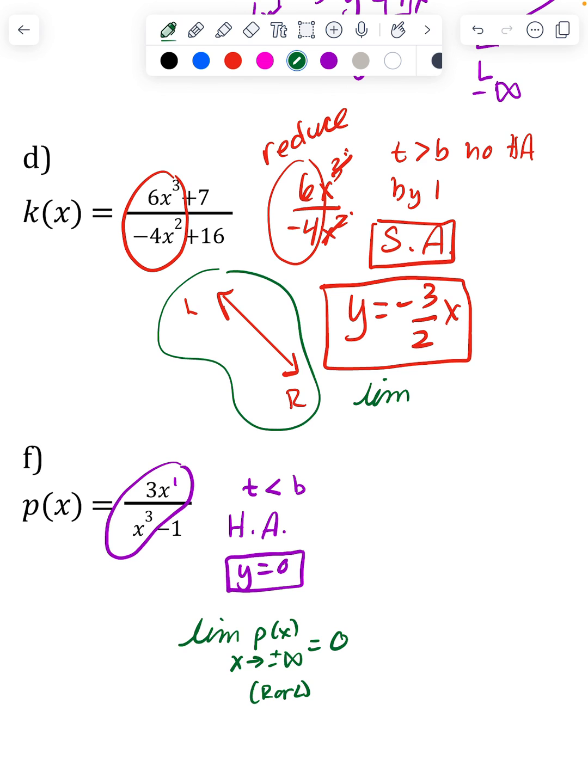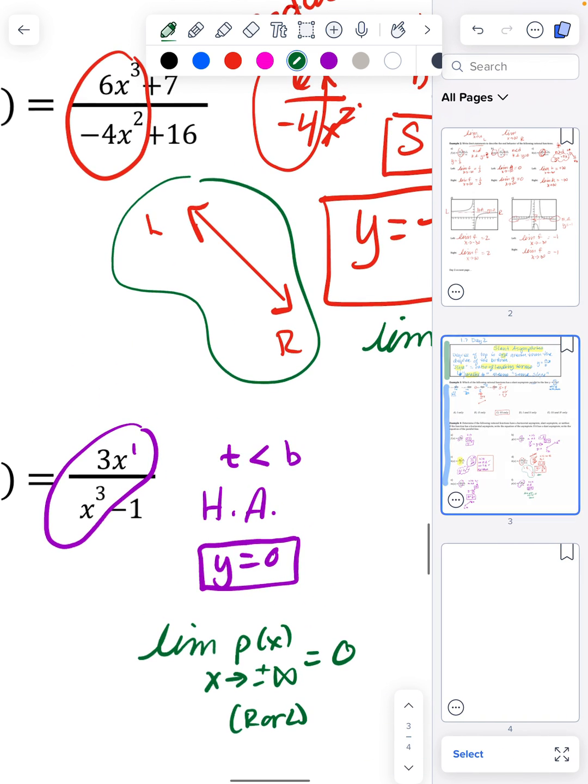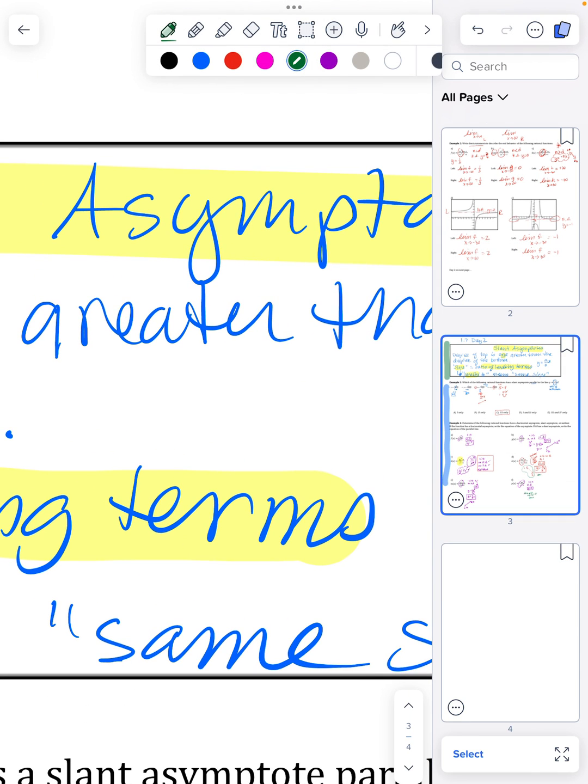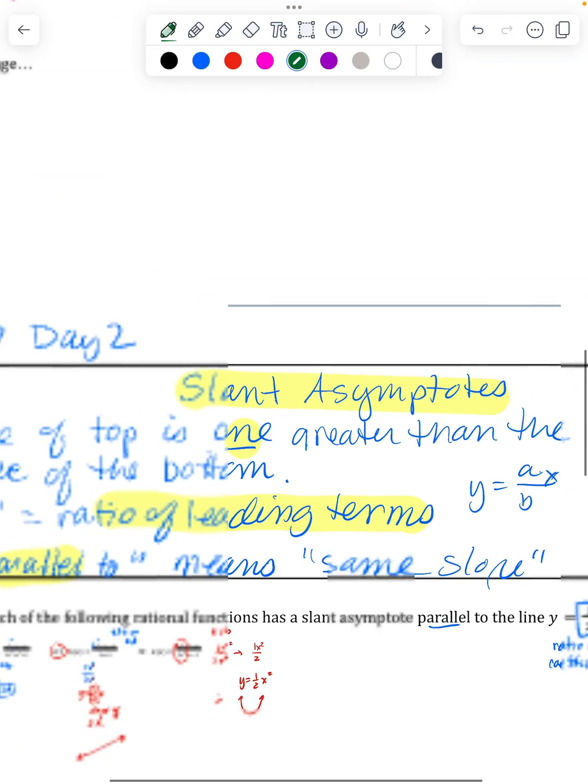So here, the limit as x, okay, wait, now I messed up. You guys, how do I make this go away? There we go. Wow, that's giant.